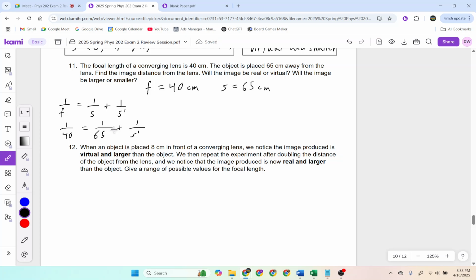First thing I'm going to do is subtract 1 over 65 from both sides. That gets me 0.00962 on the left. On the right, I'm still left with 1 over S prime. And then if you want to solve for S prime, you invert it, flip it. It's going to be 1 over 0.00962, or 104 centimeters. And there's my image distance.